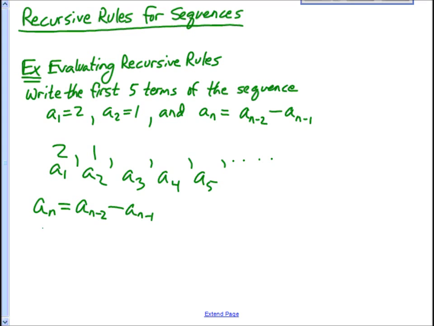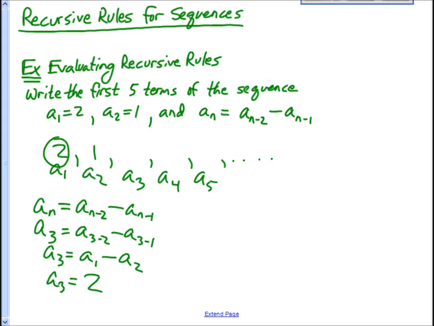Now we want the third term, right? So n is 3. So I got A3 minus 2, which is A1, and A3 minus 1, which is A2. So it's the first term minus the second term. So I say, oh, well, what's the first term? 2. All right, there's our first term, minus our second term. What's our second term? 1. So our third term is 1. So it goes 1 right there. Third term.